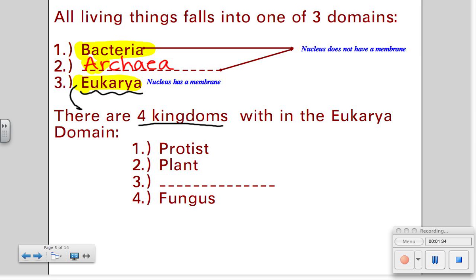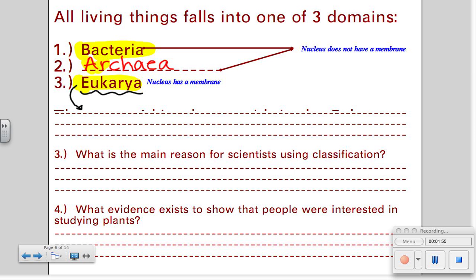Okay, remember it goes domain, kingdom. So within the Eukarya domain there are 4 kingdoms, and they are protist, plant, animal, and fungus. Okay? Now let's take a closer look at bacteria and Archaea, the 2 domains.